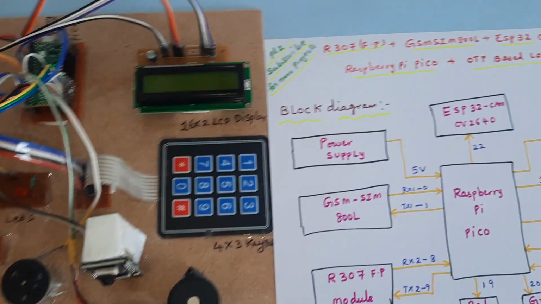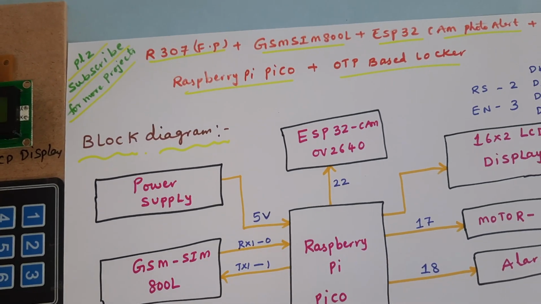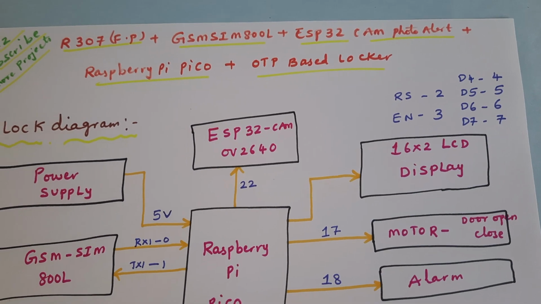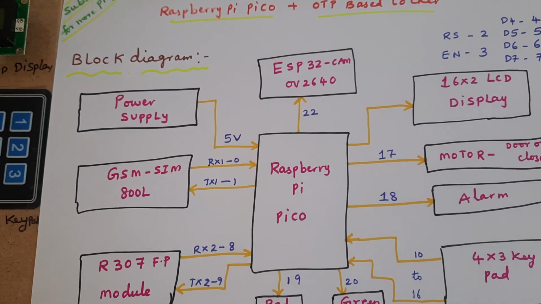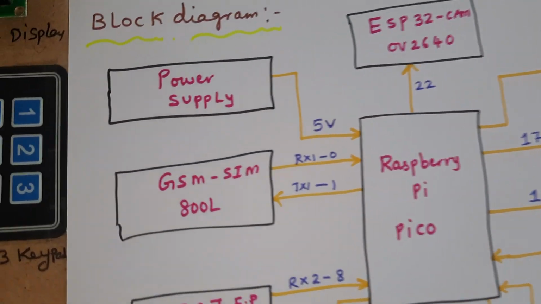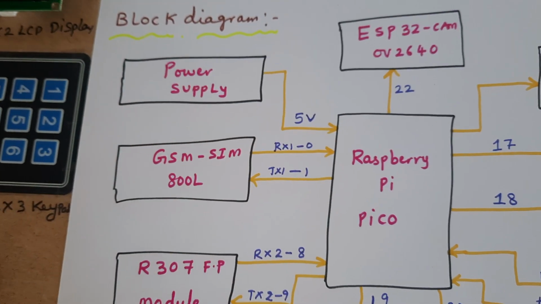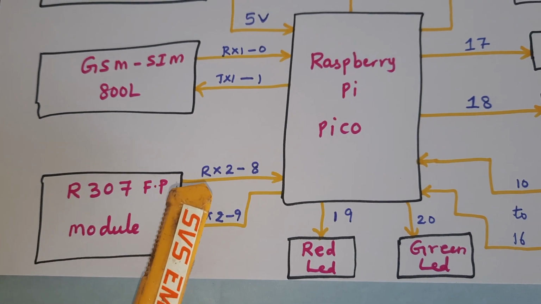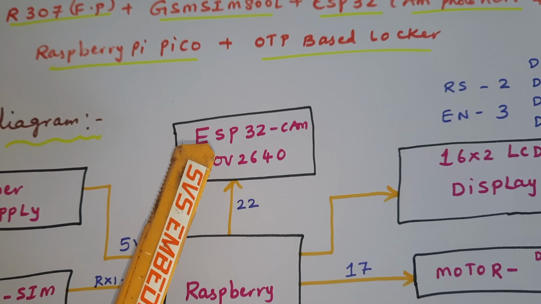The project title is R307 Fingerprint Module, GSM SIM800L, ESP32 Camera Photo Alert, Raspberry Pi Pico, OTP based locker system. Here we are using a Raspberry Pi Pico module and GSM SIM800L on RX, TX 0 and 1. And here the R307 fingerprint module on RX2, TX2, 8 and 9, and the ESP32 camera module.